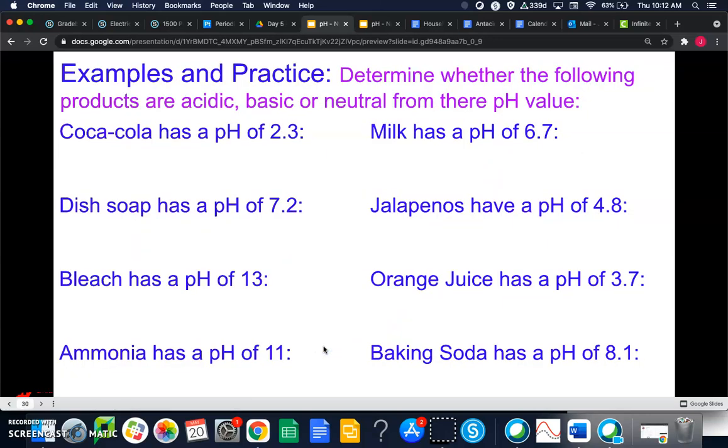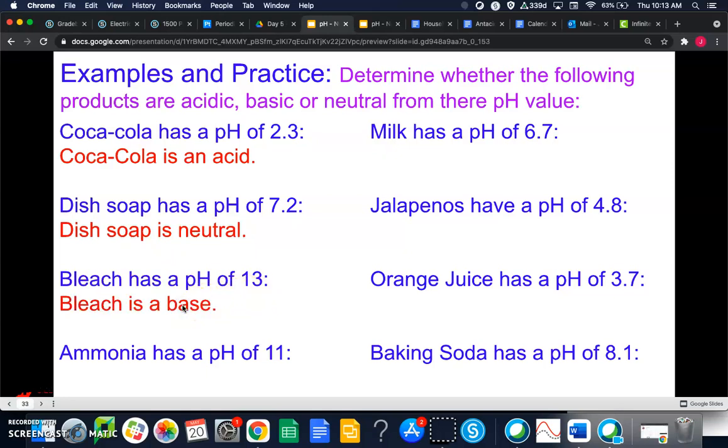Okay, so let's go through some examples of determining whether a different product is an acid, a base, or neutral from the pH value. So Coca-Cola has a pH of 2.3. 2.3 is in between 1 and 7. That makes it an acid. Dish soap has a pH of 7.2. That's close to 7. So we're going to say dish soap is neutral. Bleach has a pH of 13, right? That's in between 7 and 14. So we're going to say that bleach is a base. Okay, so then you go through the rest of these, try to determine whether they're acids, bases, or neutral.